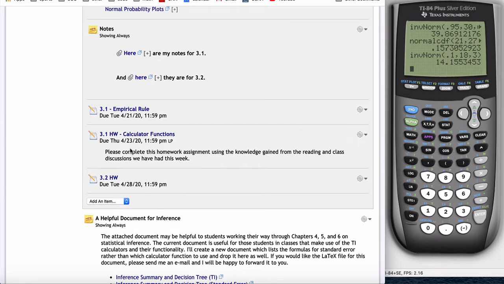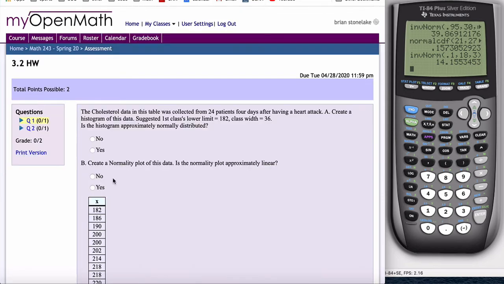The good news is 3.2 is not like these guys. These guys are rough. They're long, and they're long on purpose because students need a lot of practice with them, and they're very important. 3.2 is not long. It's a very short homework assignment. In fact, there's only two problems in here in the 3.2 homework assignment. And better yet, each of them are the same.